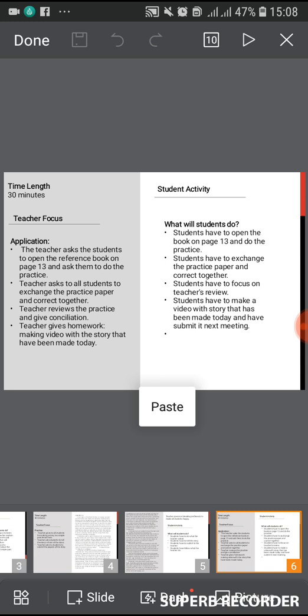And for the fourth one, the teacher reviews the practice and gives consolation. And students have to make a video. Students have to focus on the teacher's review. All right, of course. The teacher gives homework. And for the last one, the teacher gives homework: making a video with the story that has been made today. Students have to submit it in the next meeting.